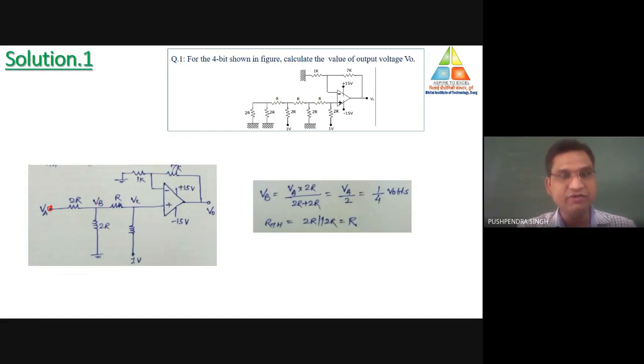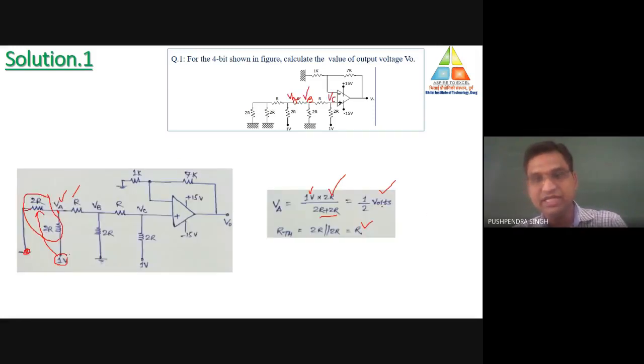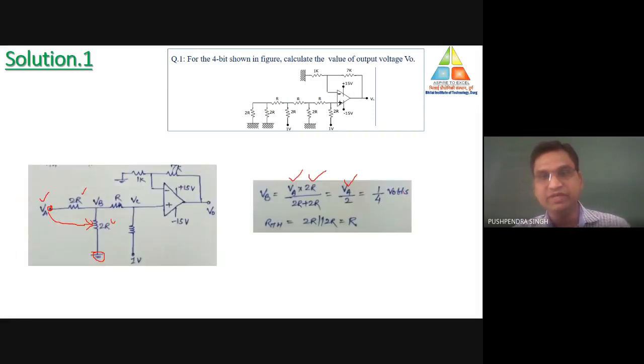Now what is the value of VB? Again, calculate the next node voltage. The effect on VB due to this voltage source is equal to 0. That means the effect on VB is only due to this VA voltage source. So VB is equal to VA multiplied by the opposite side resistance 2R divided by the total resistance 2R plus 2R, that is equal to 4R. So VA divided by 2, and VA we have already calculated as how much? VA is equal to 1 by 2. So VB will be equal to 1 by 4 volts.